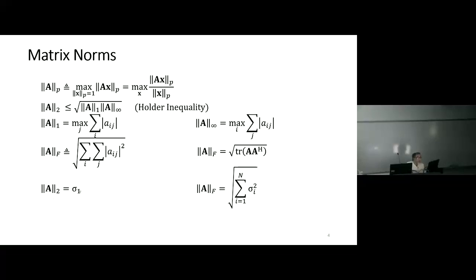The L2 norm is equal to sigma 1, the largest singular value. And the Frobenius norm is the square root of, take the summation of all the singular values squared, add them up, and then take the square root of that. That's the Frobenius norm.